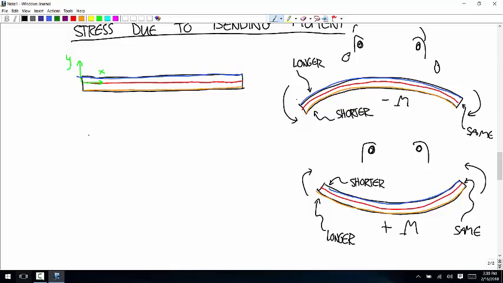And if you're in tension or compression, with this coordinate system, what element of the stress tensor is this affecting? Tension and compression along the x-axis. So it's the xx normal stress. And so the formula for this is sigma xx is equal to negative bending moment times y over I.